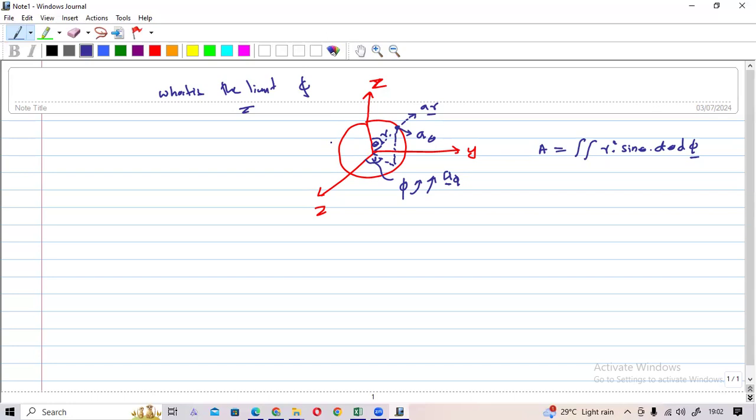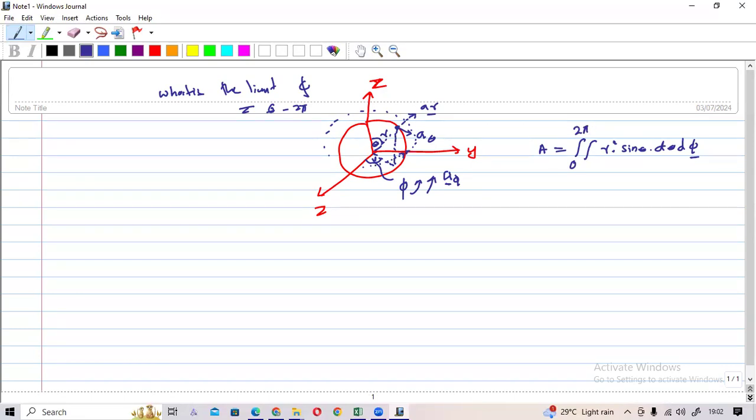For the sphere surface, phi starts from here, 0, and you have to consider all this area, all these points. Okay, so phi is from 0 to 2π.